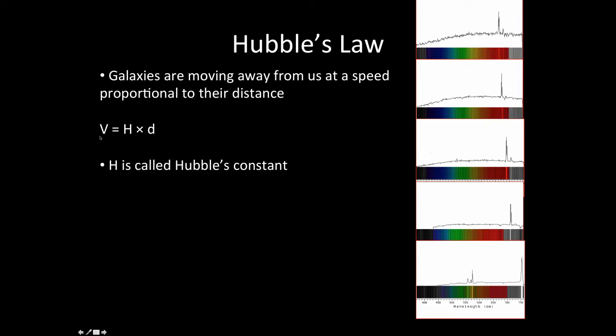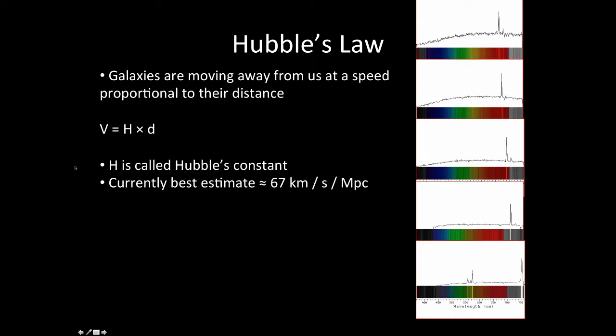Now, the speed at which they're moving away from us is measured in kilometers per second, whereas the distance is usually measured in megaparsecs, since we're dealing now with cosmological distances. Those are distances that are a substantial proportion of the size of the universe. Therefore, Hubble's constant has units of kilometers per second per megaparsec. The current best estimate is that Hubble's constant is 67 kilometers per second per megaparsec, and we will explore how we come to this figure next week.